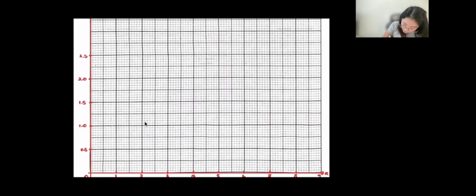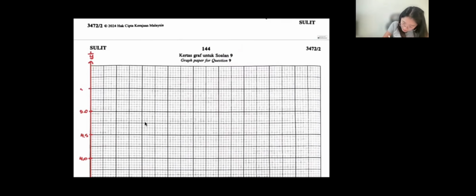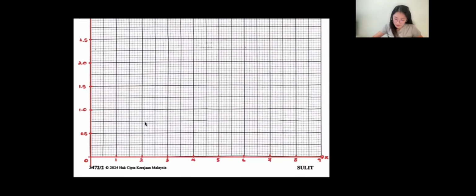2.0, 2.5, 3.0, 3.5, 4.0, 4.5, 5.0, 5.5, and then all the way you can go up to 6. Okay, 1 over y. Don't label y, it's 1 over y. Okay, now let us plot the points.